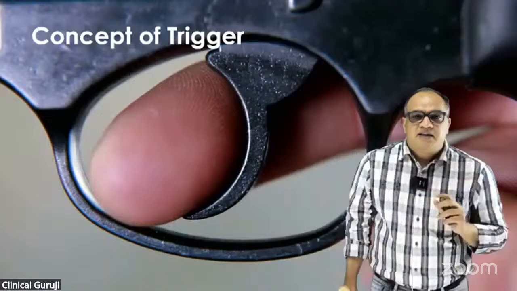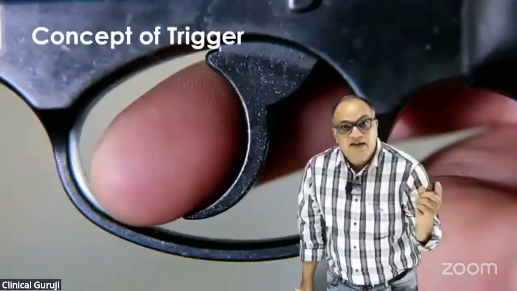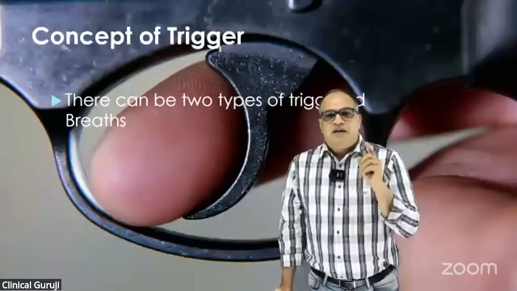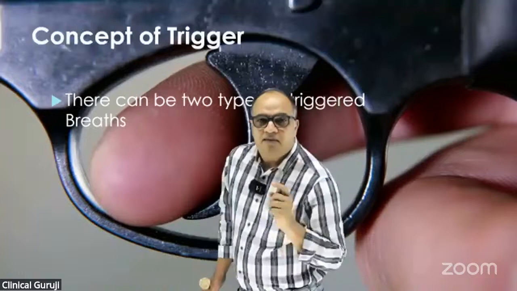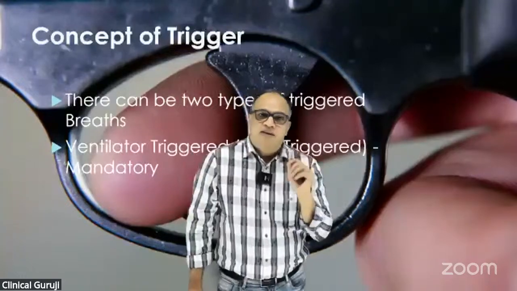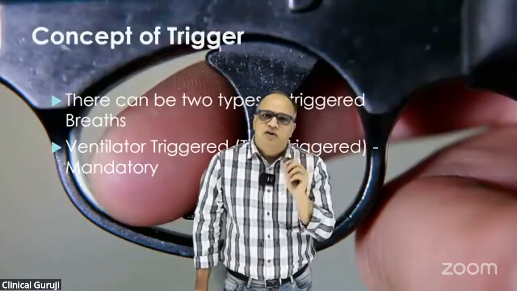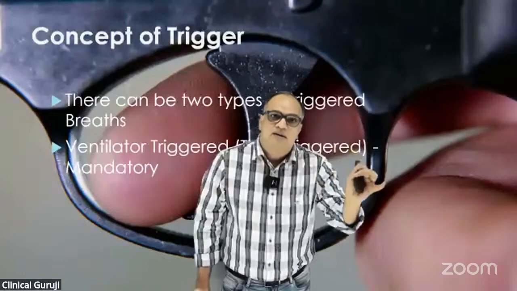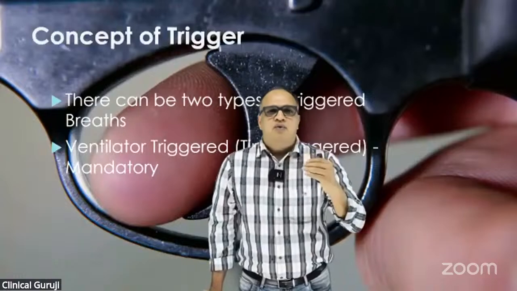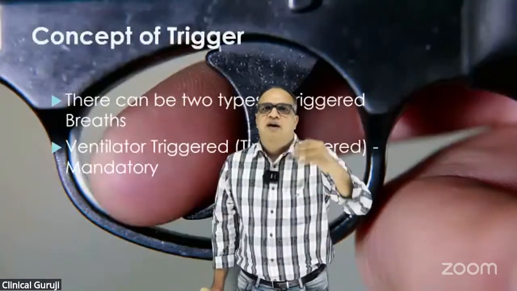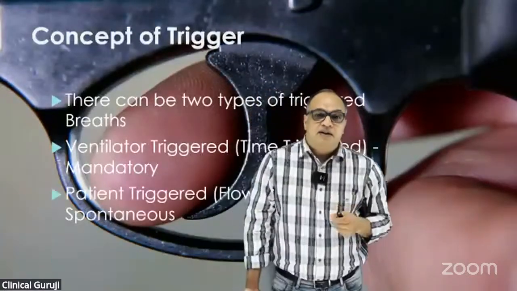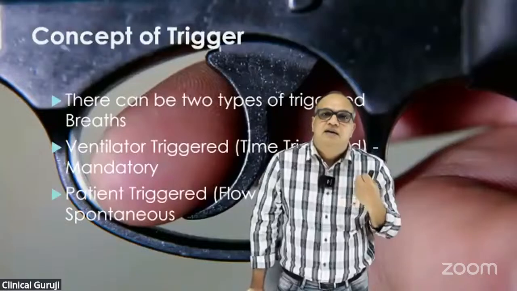Now the breaths can be started by the ventilator or the patient. There can be only 2 types of triggers. Either the patient can initiate a breath or the ventilator can initiate the breath. When the ventilator is initiating it, it can do it only on basis of timing. The ventilator can initiate a breath only by counting seconds. 1, 2, 3, 4, 5 breath. 1, 2, 3, 4, 5 breath. A patient can trigger it by trying to suck the air in.